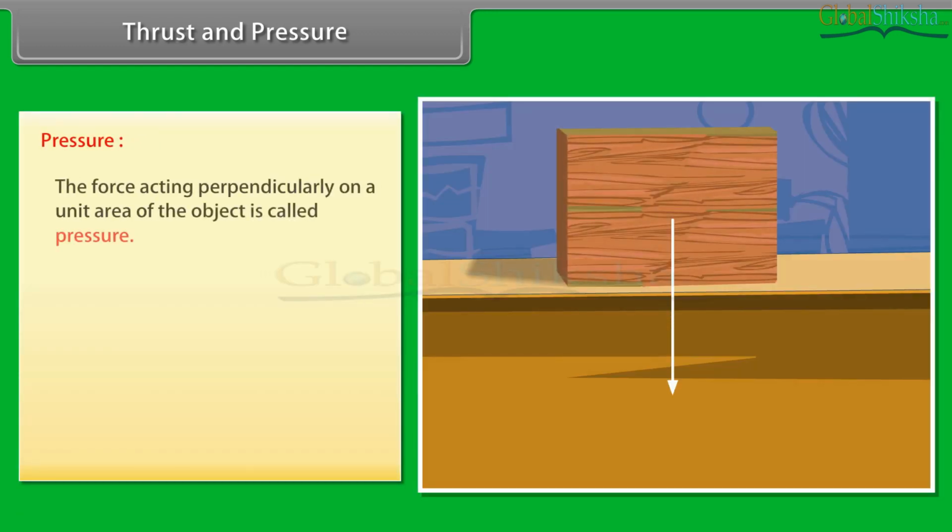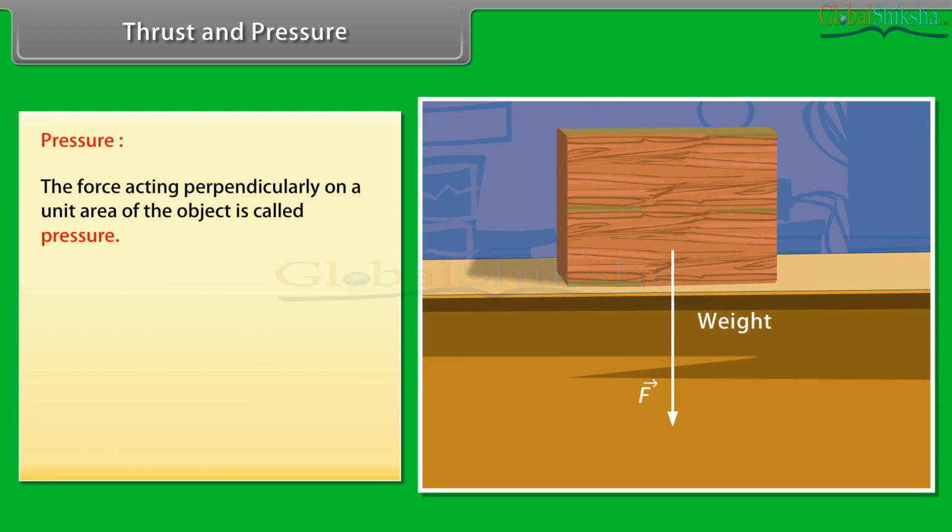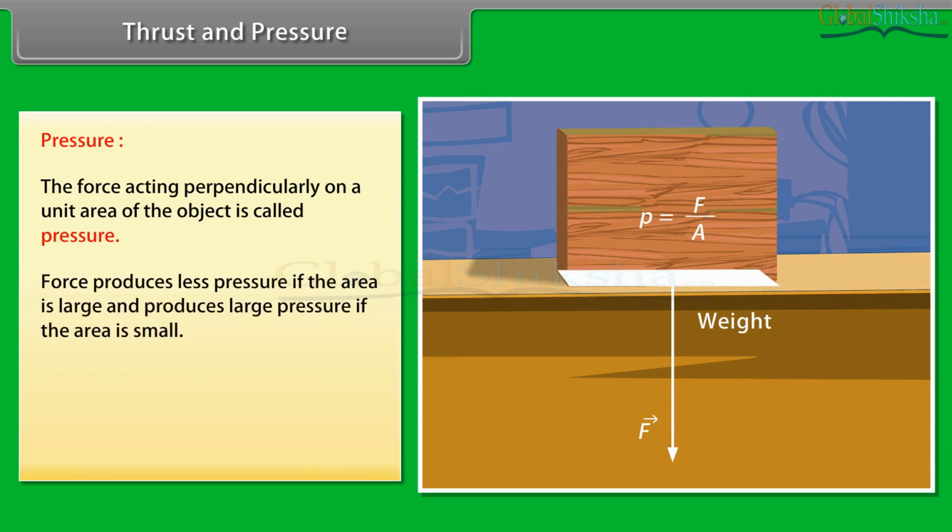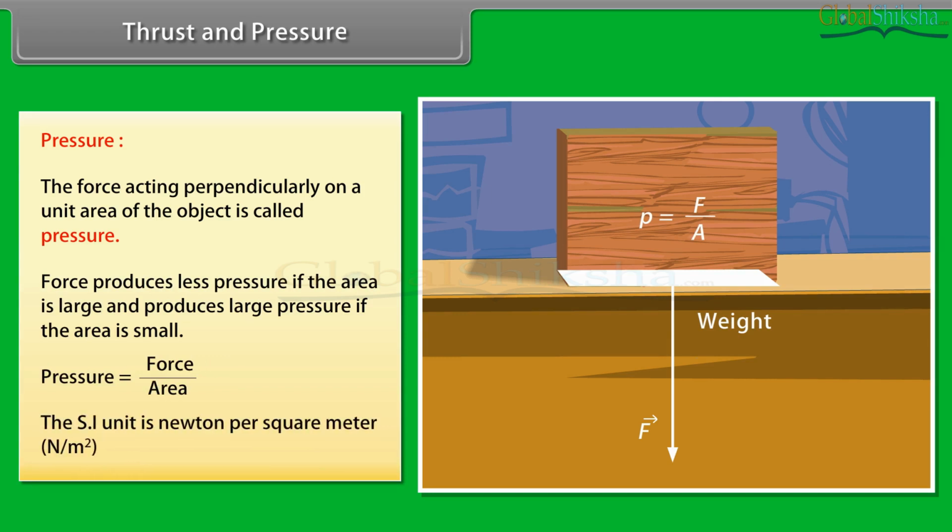Pressure. The force acting perpendicularly on a unit area of the object is called pressure. Force produces less pressure if the area is large and produces large pressure if the area is small. Pressure is equal to force upon area. The SI unit is Newton per square meter.